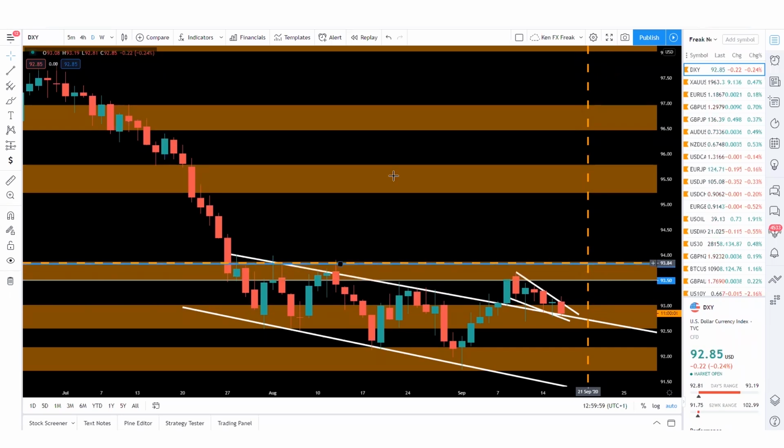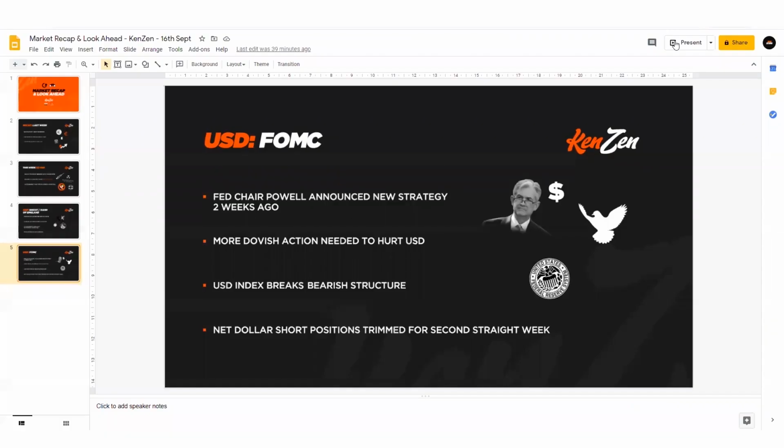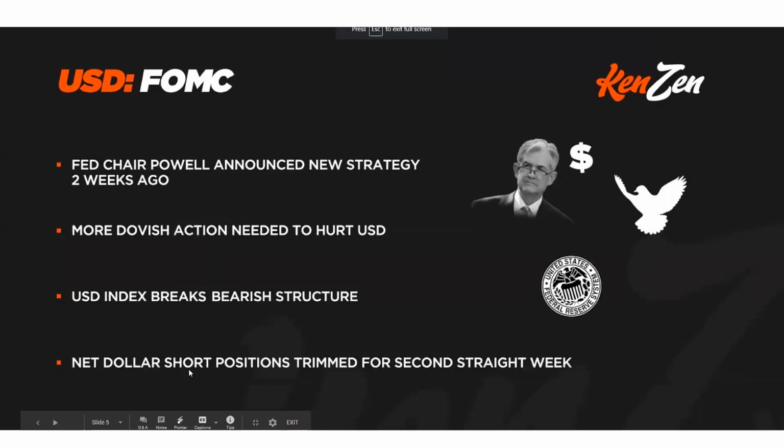Is there room for this to now extend to the upside? And then last week as well, one of my final points here, let's just explain this, is net dollar short positions trimmed for the second week straight. This is according to CFTC data. The CFTC data picks up on market participants, in terms of how many contracts in the futures market people are short a currency or long a currency, whatever the case may be. And the net dollar positions were trimmed. So people trimmed their shorts for the dollar for the second week running.